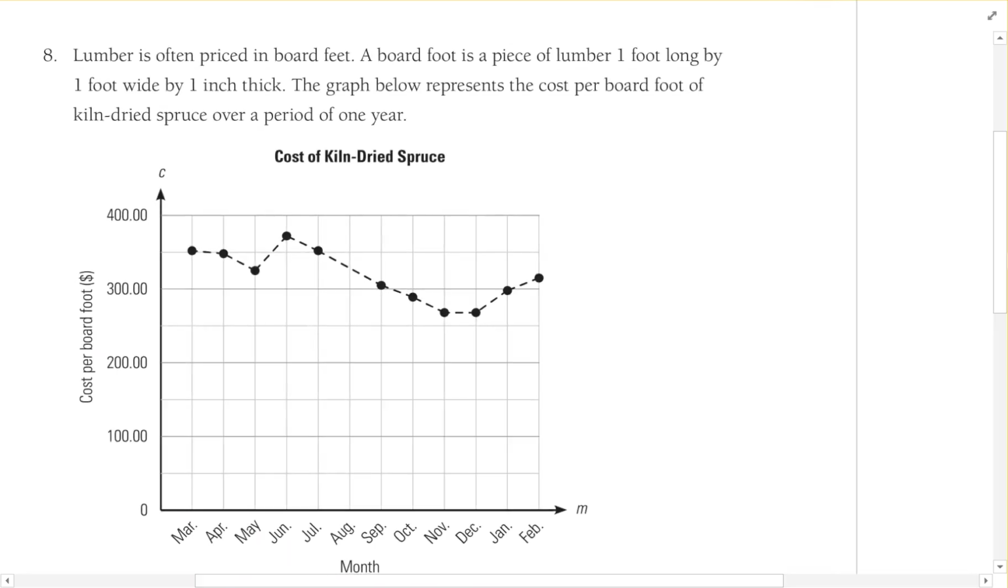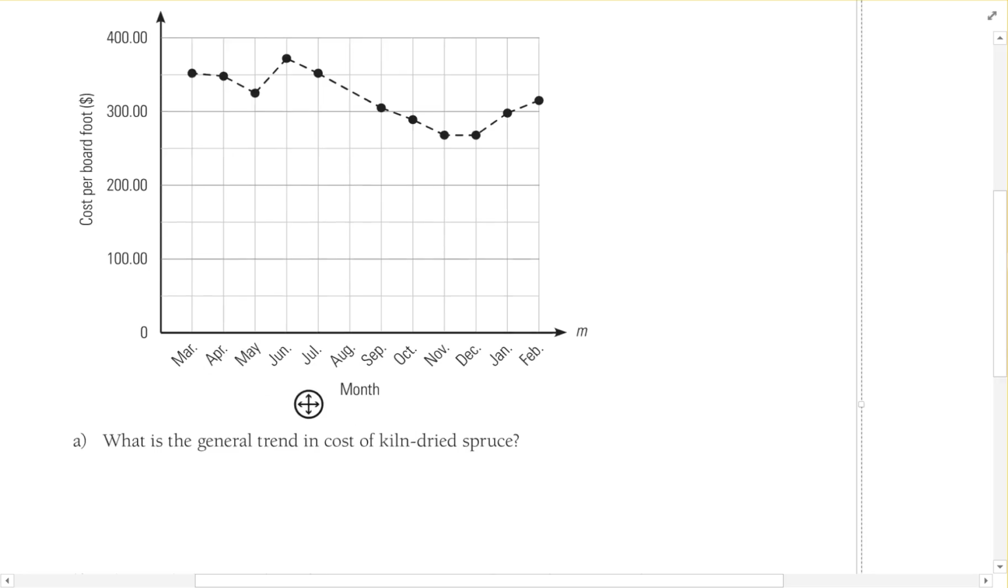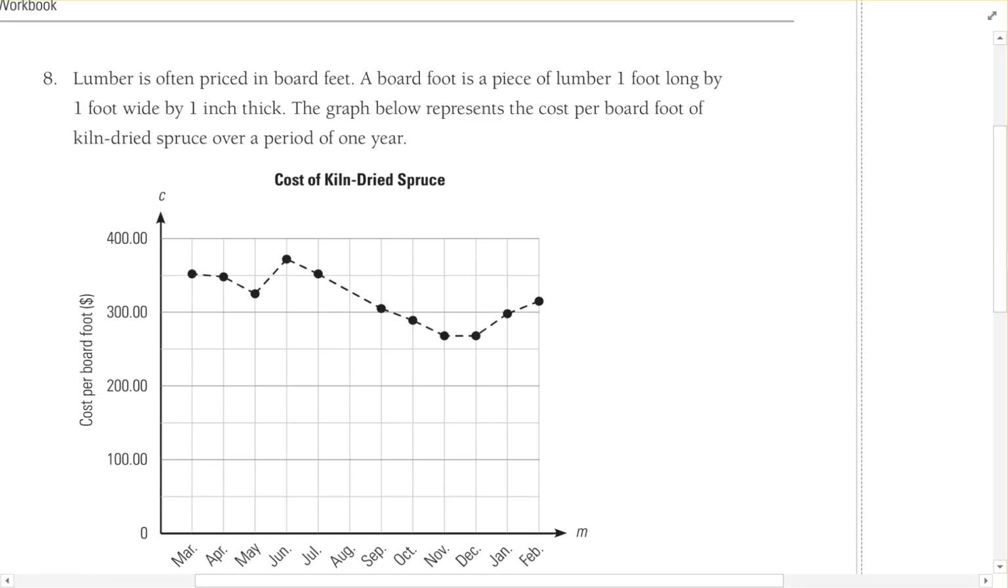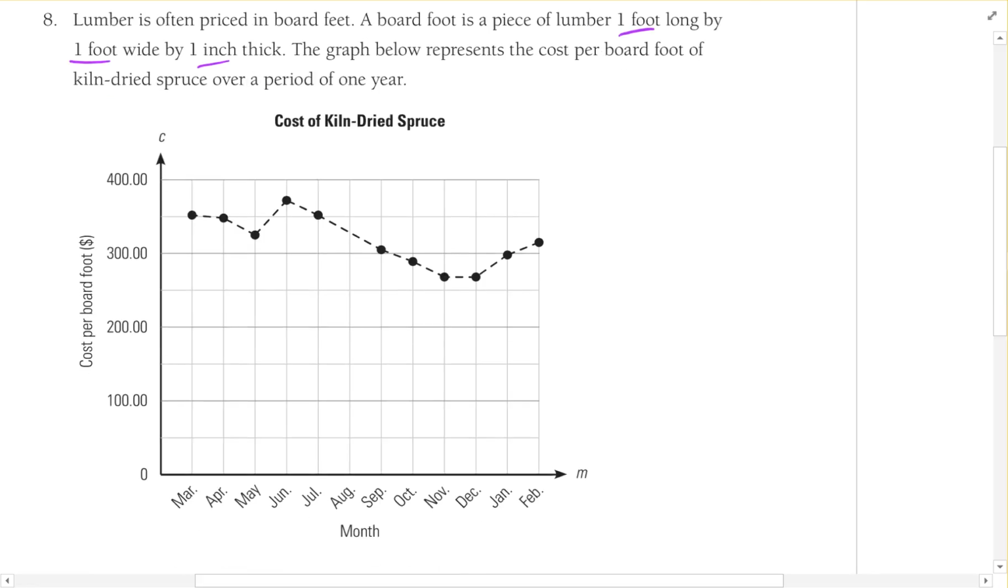Okay, 8. Lumber is often priced in board feet. A board foot is a piece of lumber 1 foot long by 1 foot wide by 1 inch thick. The graph below represents the cost per board foot of kiln-dried spruce over a period of 1 year. First thing, you didn't really need all that 1 foot, 1 foot, 1 inch. We're just worried about the cost of it. So we've got this graph showing the cost of this particular board over the different months.